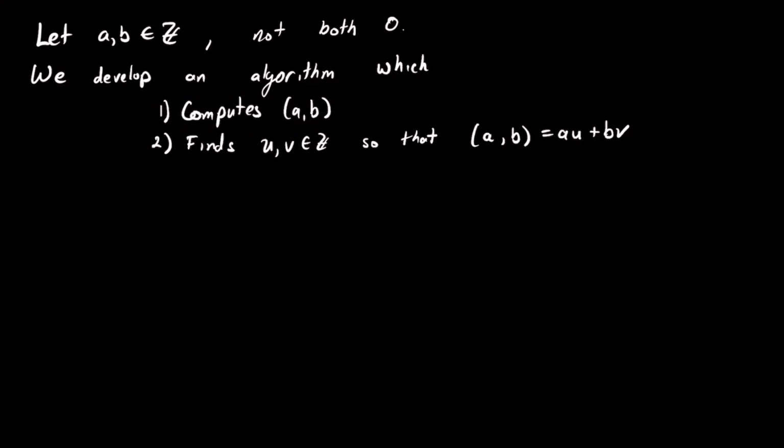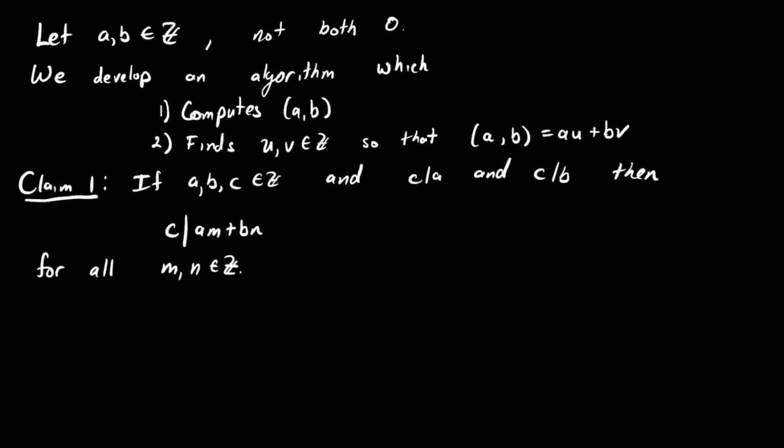Before we do this, we need to prove two very quick facts. The first fact that we'll prove is that if a, b, and c are integers, and c divides a and c divides b, then c will divide any integer linear combination of a and b. So c will divide anything of the form am plus bn, where m and n are integers. So this is a quick proof. It's also a good exercise to try. So let's begin our proof.